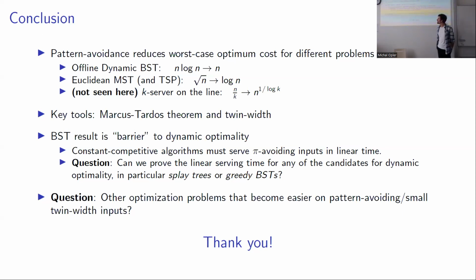And in fact, what we also know, and I haven't had time to go into, is that if you take 2-3-1 avoiding inputs, then they have logarithmic cost. But if you take any subclass of these permutations, if you add any arbitrarily long other avoided patterns, then it already goes to constant. So we have this sort of phase transition thing.